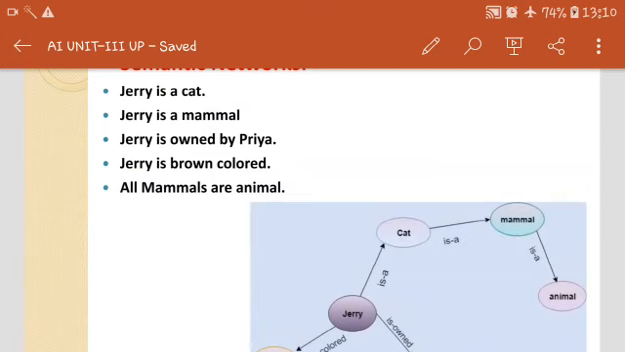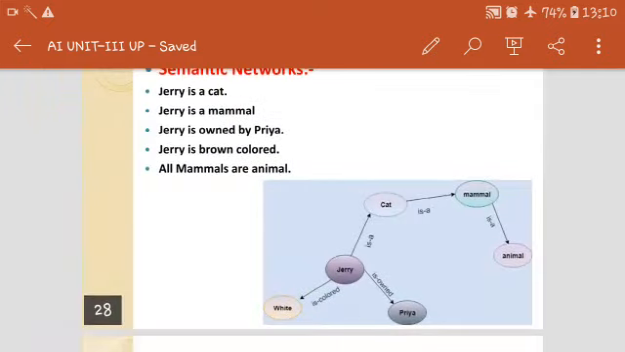Now next, what will we write? Jerry is a cat and Jerry is a mammal. If Jerry is a cat and a cat is a mammal, then indirectly we say Jerry is a mammal. Now next, all mammals are animals. So a mammal is an animal, a cat is a mammal, then a cat is an animal. So indirectly we say that Jerry is an animal. In this way we are going to discuss the semantic network.